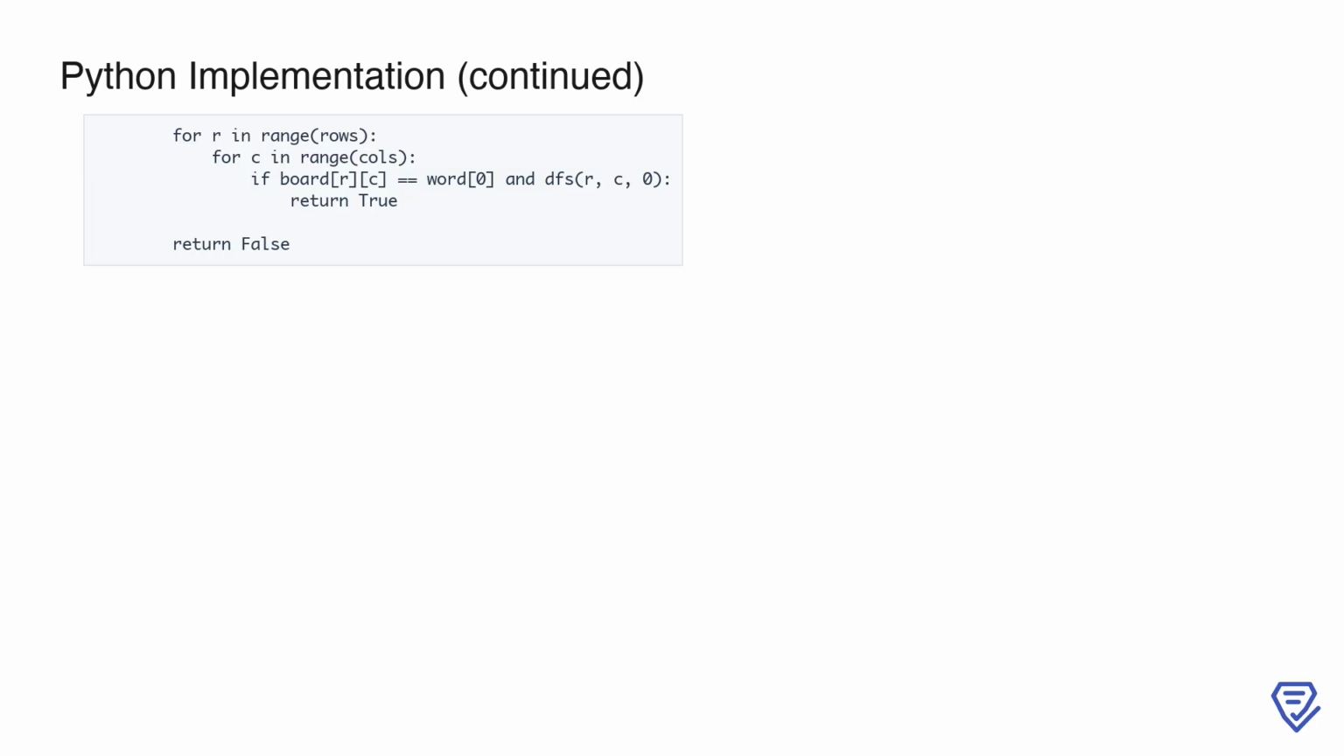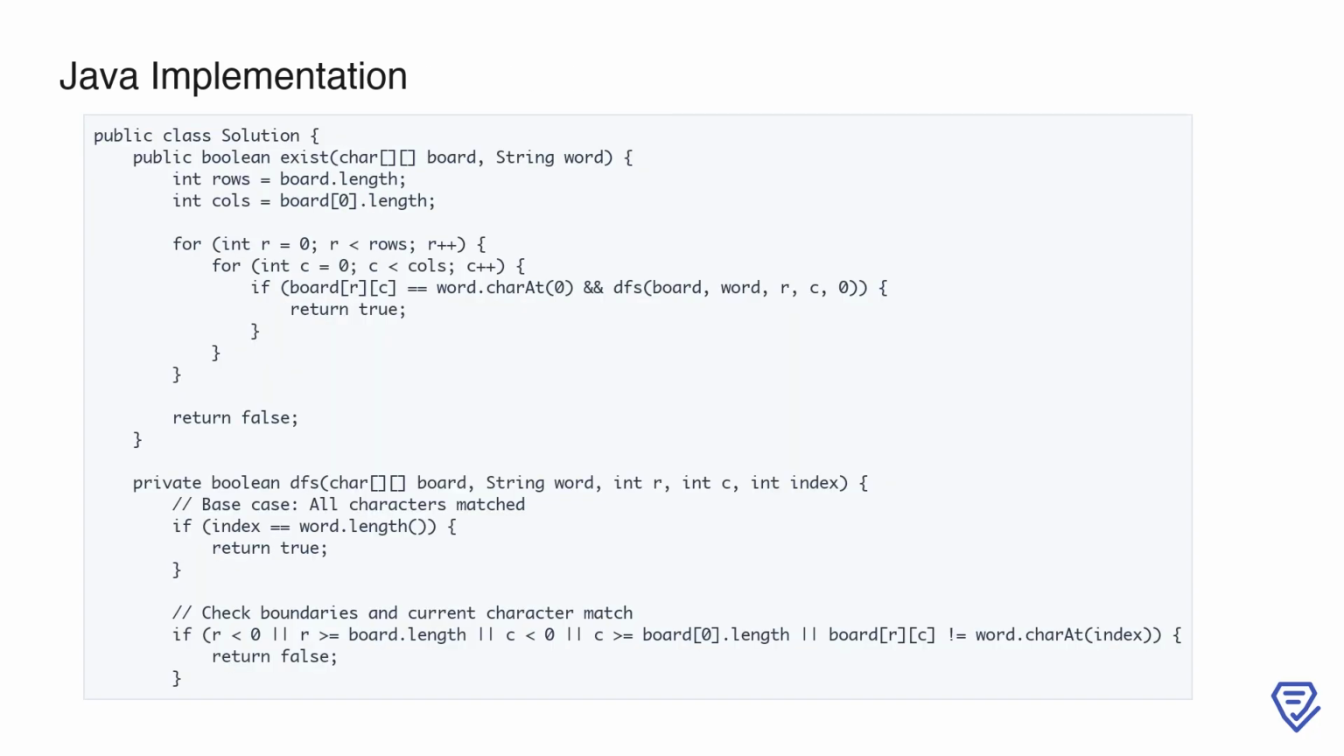This approach ensures that we systematically check every possible starting point and every potential path to determine if the word can be formed. Here, we start with the implementation of the word search problem in Java. The main function, exist, takes a 2D character array, board, and a string, word, as its inputs. First, we determine the dimensions of the board by storing the number of rows and columns in rows and cols.